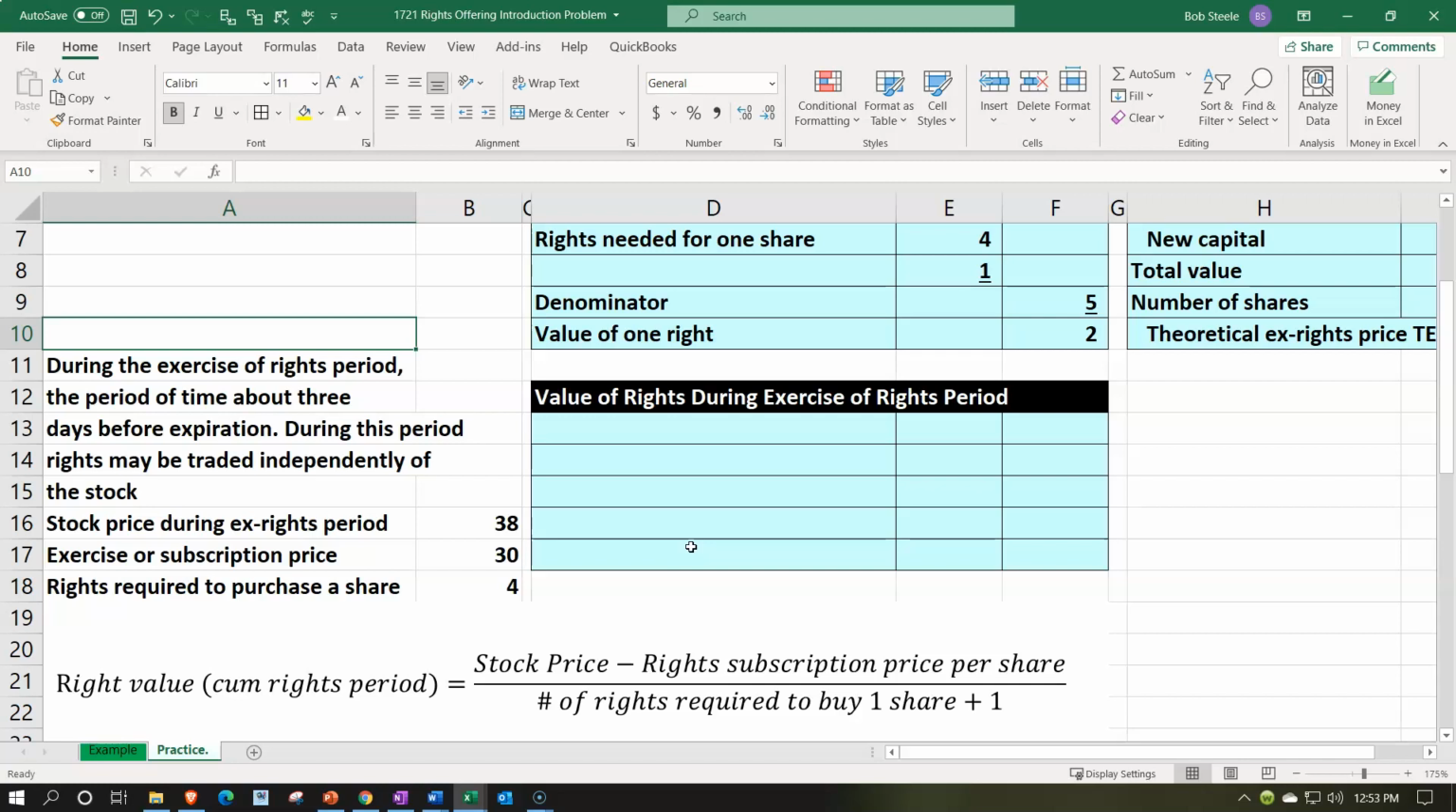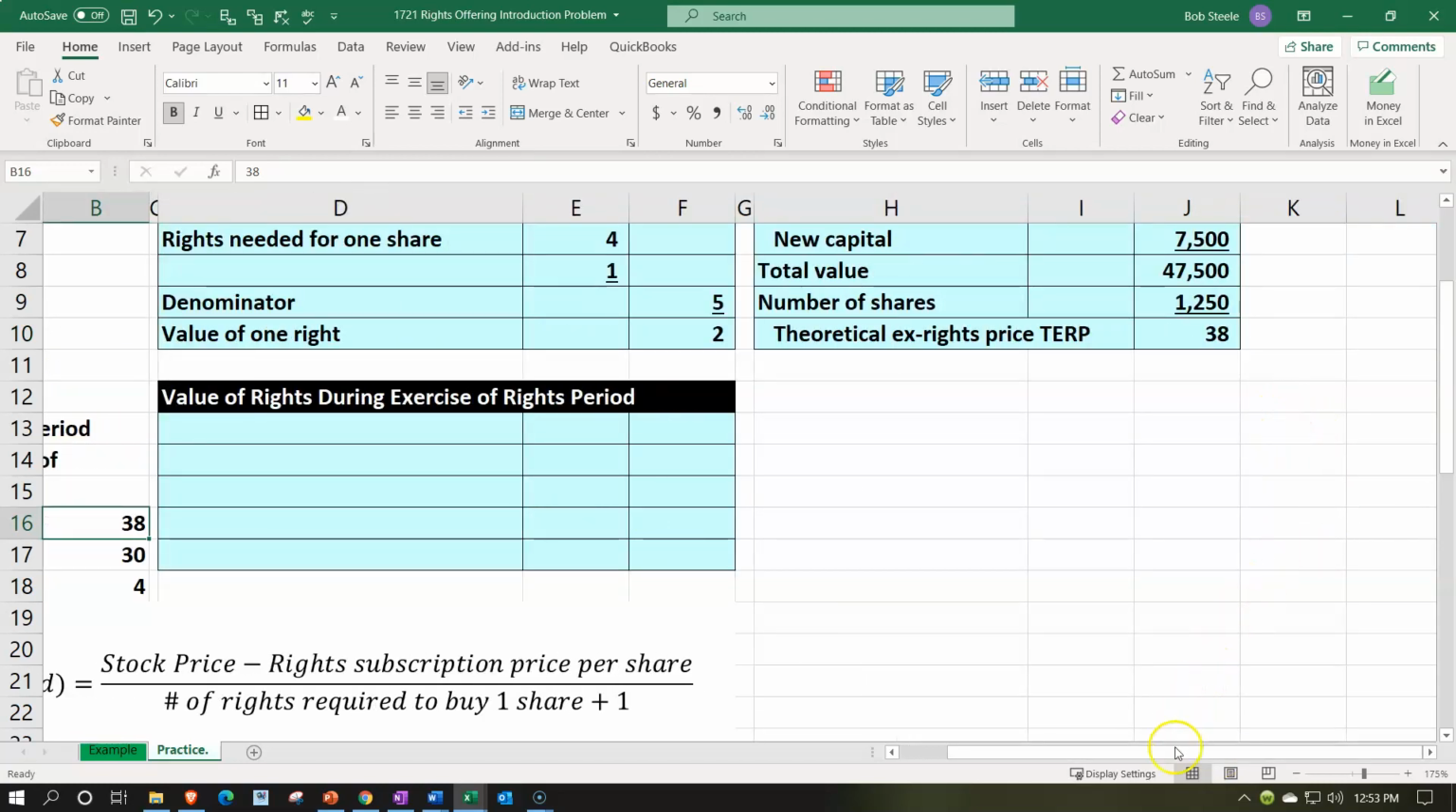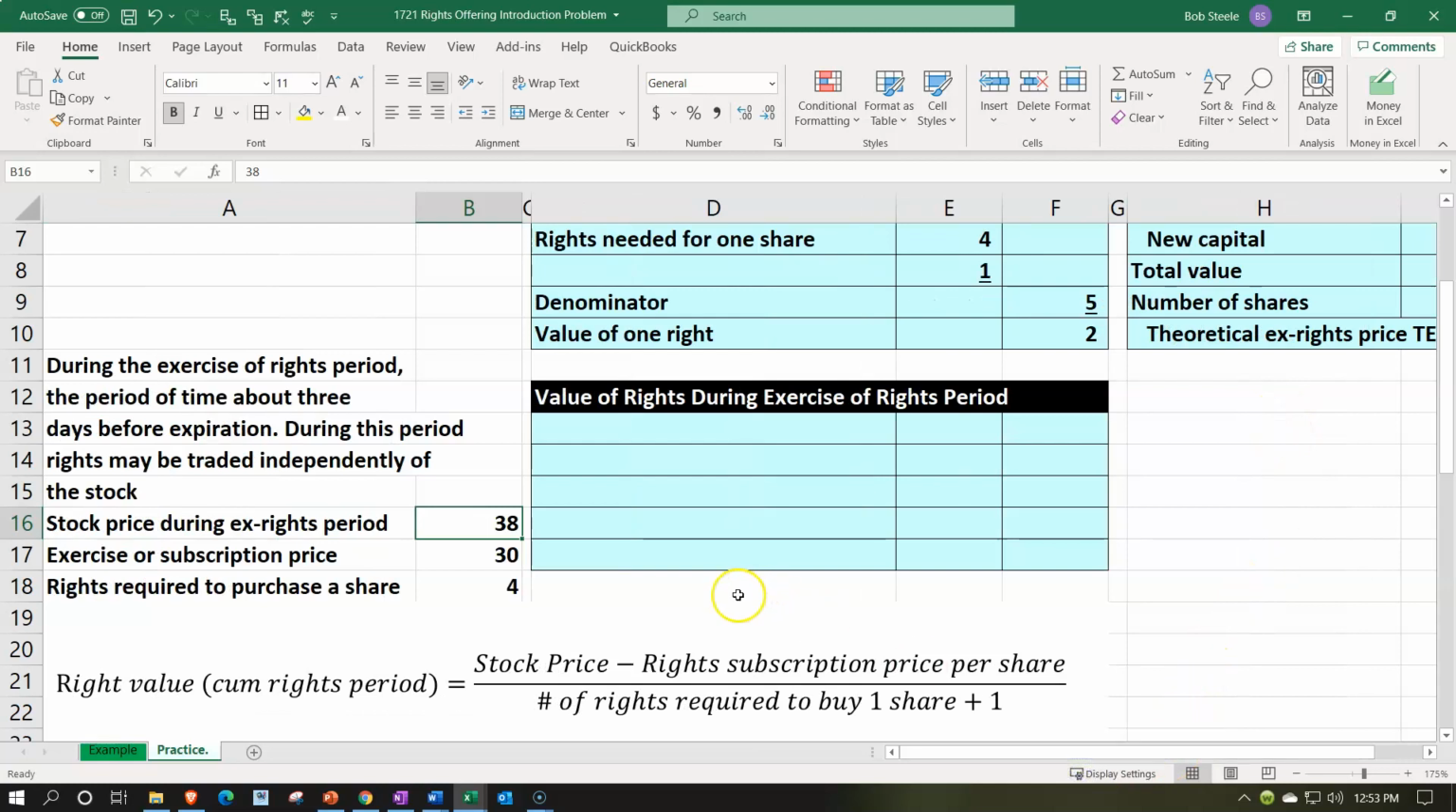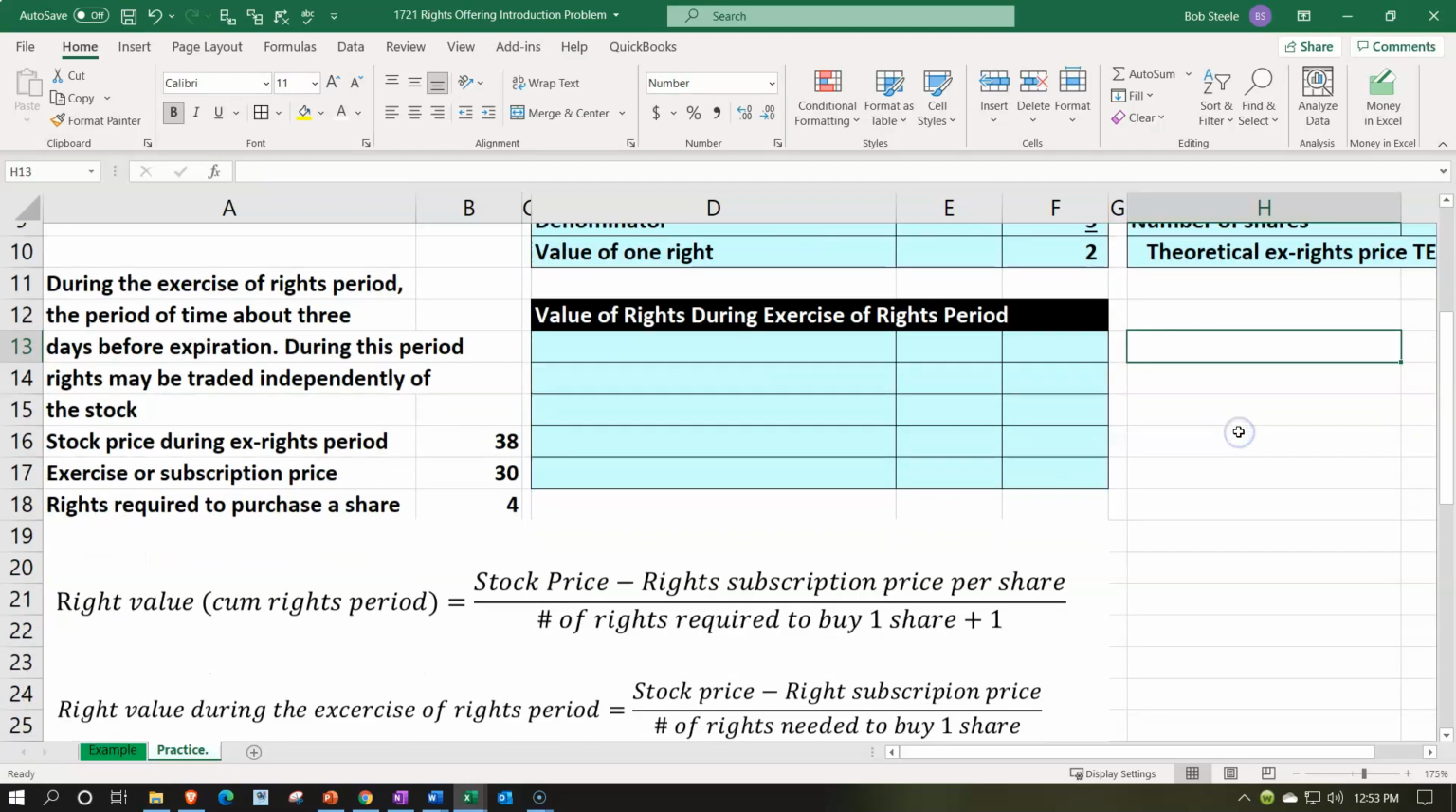And so you have two separate items with value at that point. So the stock price during the ex-rights period, we're going to say is 38, which in our case is what we calculated here in the theoretical ex-rights price. So we got the 38. The exercise or subscription price is the 30, and the rights required to purchase a share is once again 4. So now we're going to use our second calculation.